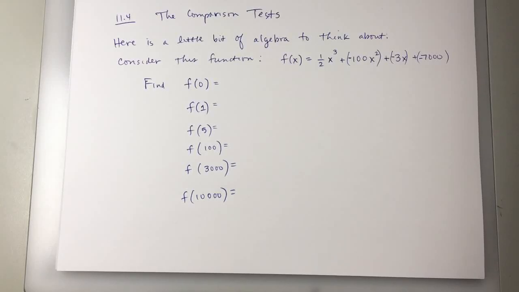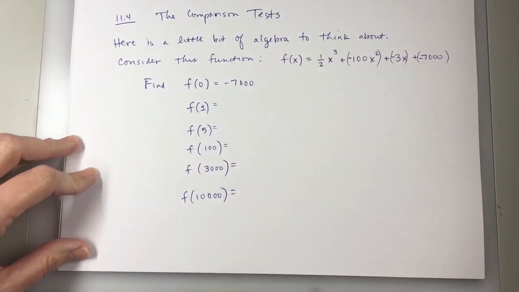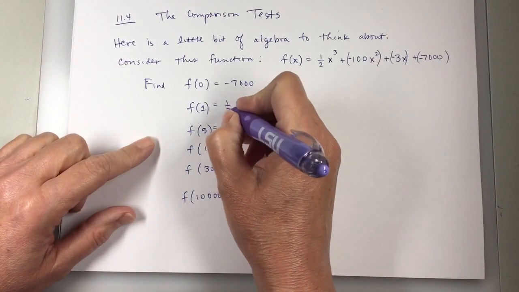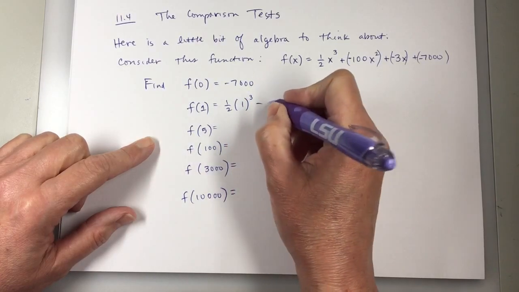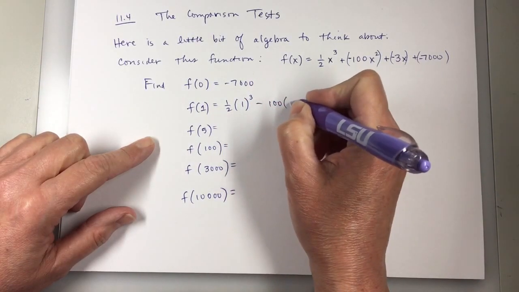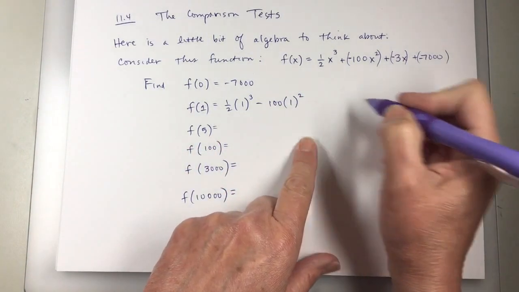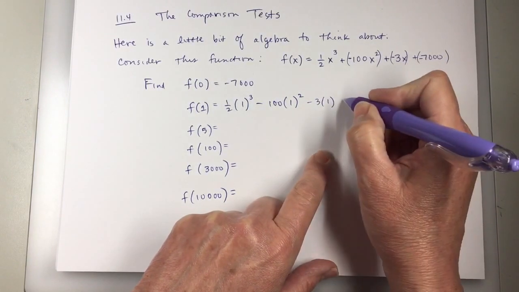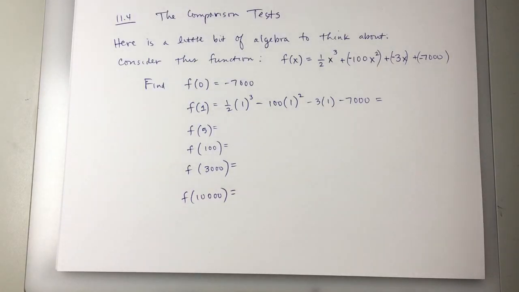So f of 0 in this function will be negative 7,000. Now, I didn't plug in these numbers, I just made this problem up completely, just because I felt like writing what I wrote. And I'm going to plug in the 1. And those of you who plugged in 1, what did you get?